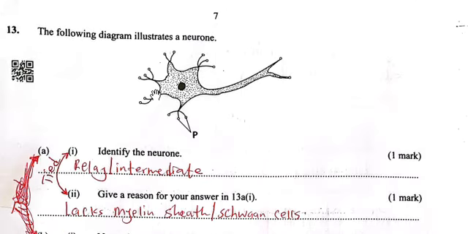Next question, 13. The following diagram illustrates a neuron. Identify the neuron, and the neuron is the relay neuron or intermediate neuron. Give a reason for your answer, and this is because it lacks the Schwann cells and also lacks the myelin sheath. As you can look, it lacks the myelin sheath and the Schwann cells.